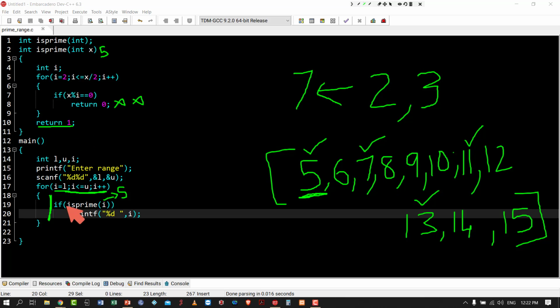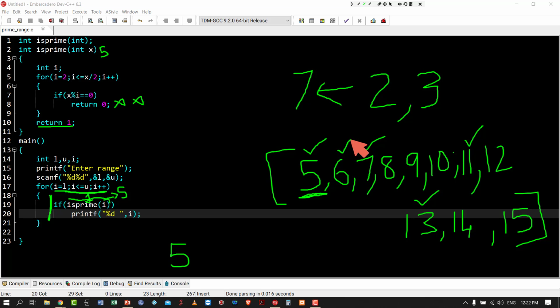Okay, very good. It will return 1. So the entire value of is prime of 5 becomes 1. That is if 1. If 1 means true, so this statement will execute. Printf percentage d comma I. What is the value of I? I is 5. So 5 will be printed. Then it will execute for the next value of I.